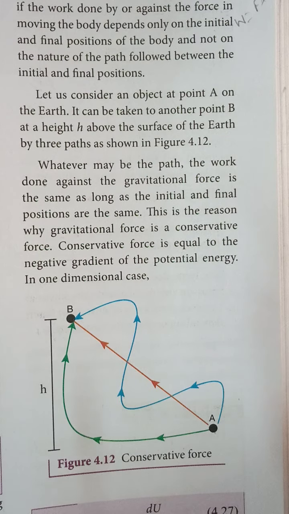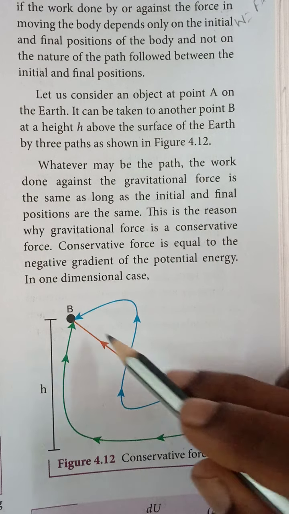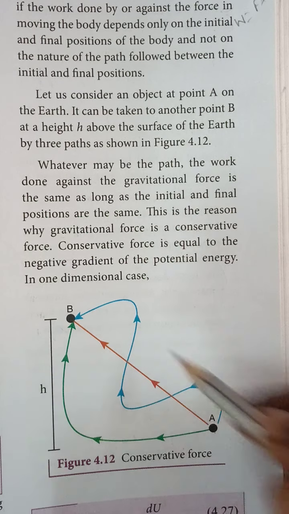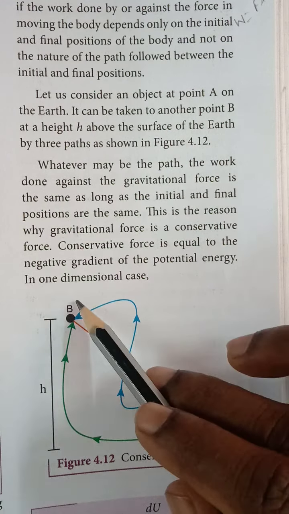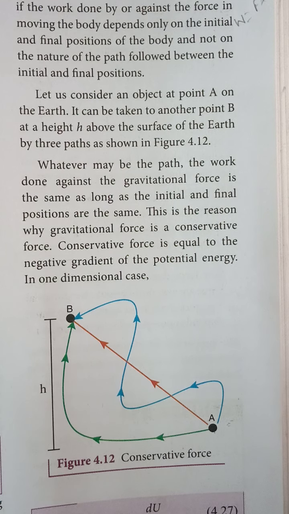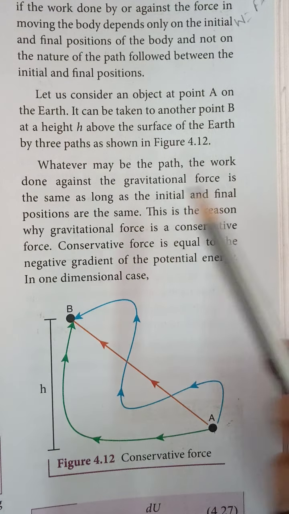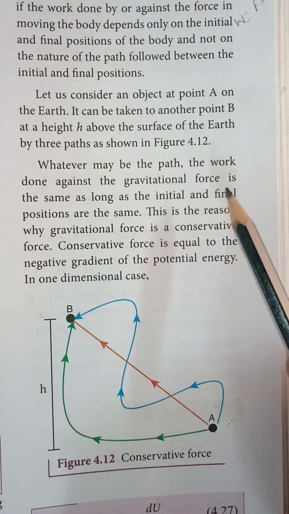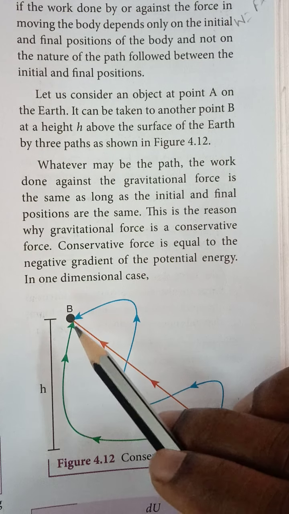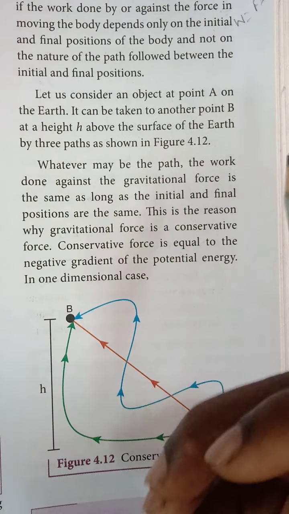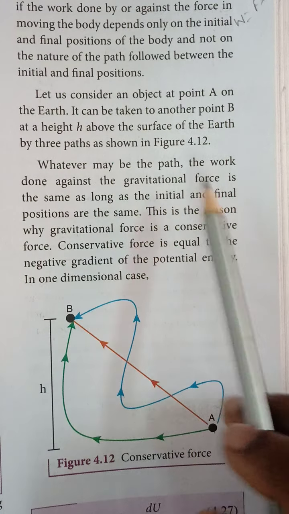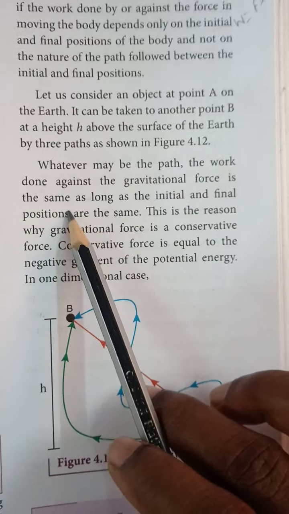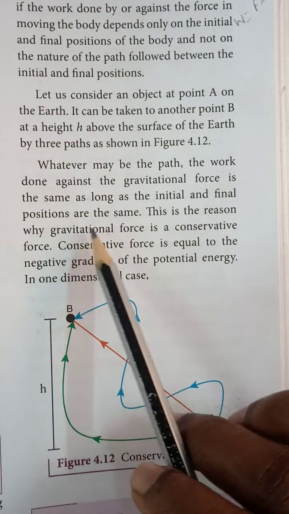There are three paths given here. See the first path in red color, the second path in blue color, the third path in green color. A is the initial position, B is the final position of the object. So whatever may be the path, the work done against the gravitational force, because gravity always acts downwards, pulling towards the planet, is the same as long as the initial and final positions are the same.